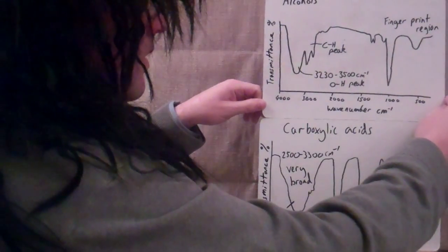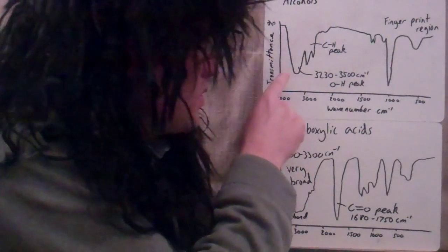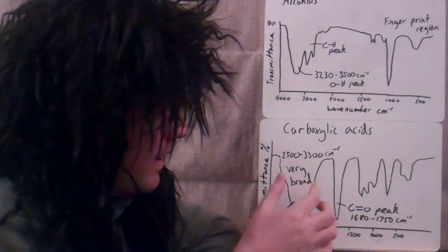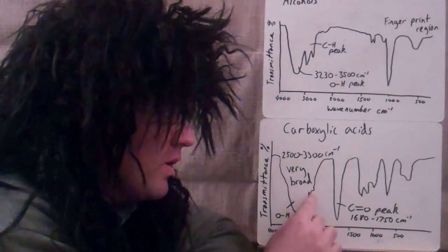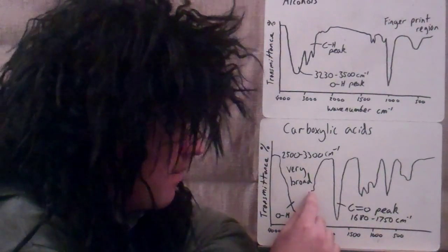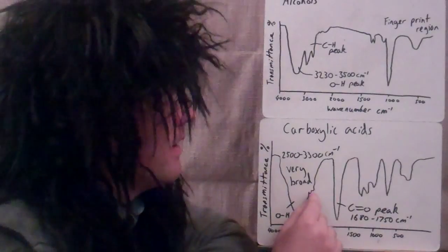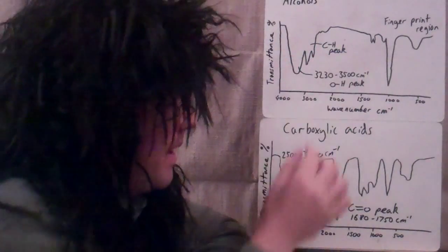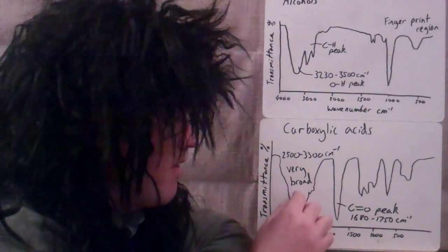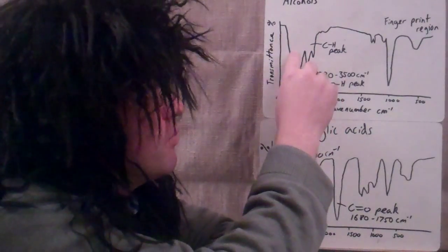compare the two. The top one's alcohol. You see this one's not as broad, it's a skinnier peak. This one is wider. It's actually so wide it's swallowed up a lot of the carbon to hydrogen bond. You've got a kind of lump growing out the side of it, because it's so wide it's swallowed up that bit there. So it's very broad. It says that on your data sheet that it's very broad, and this one here is broad.